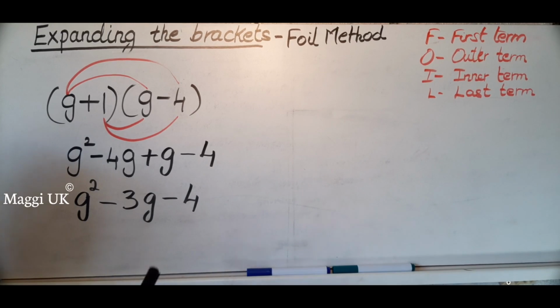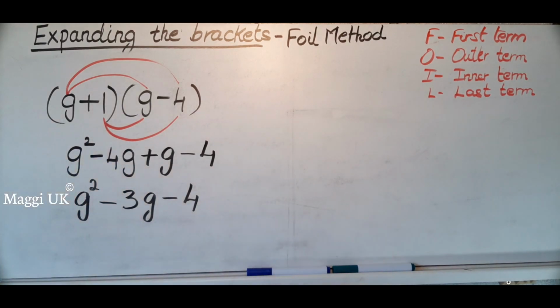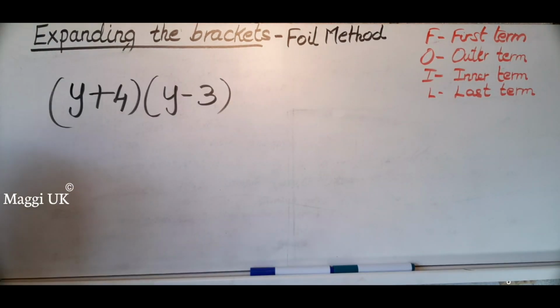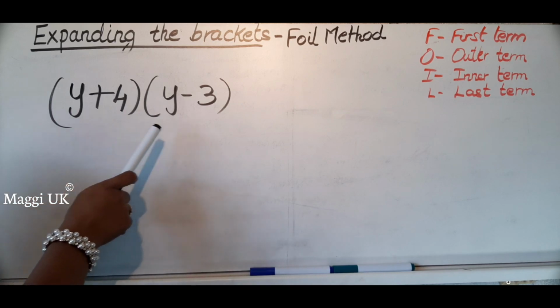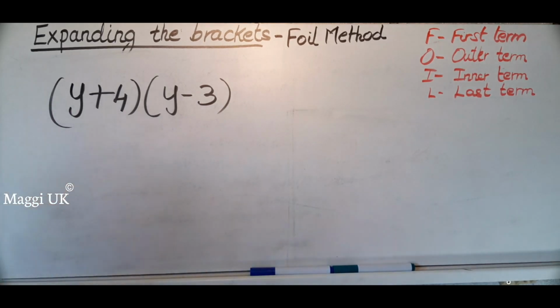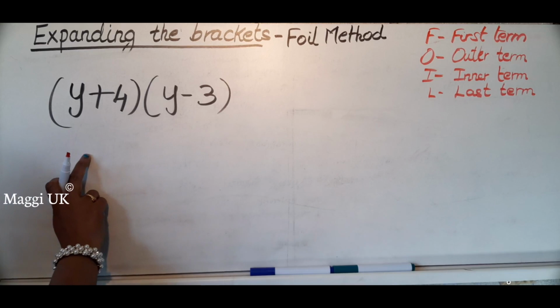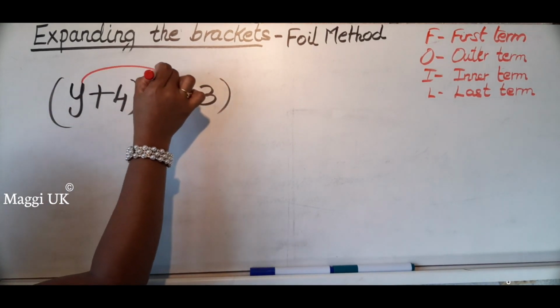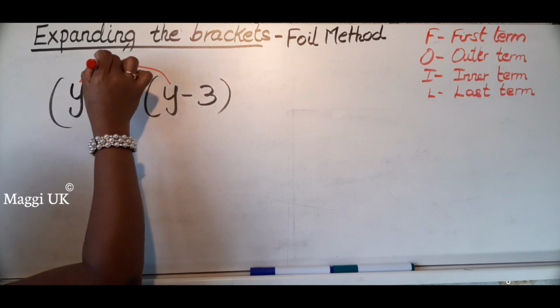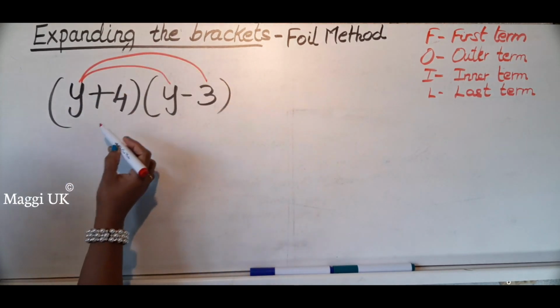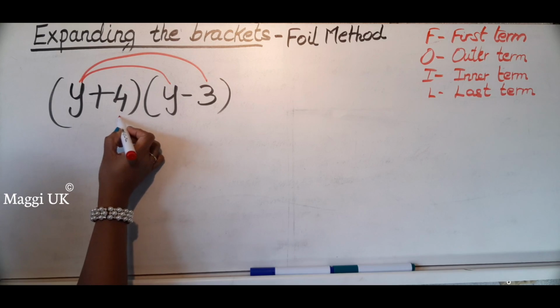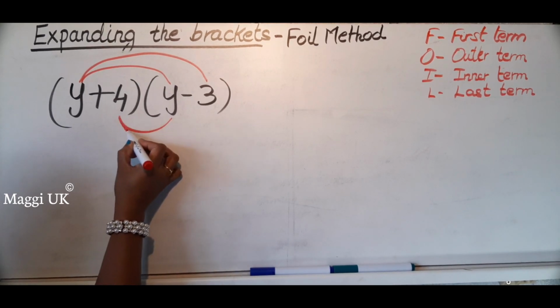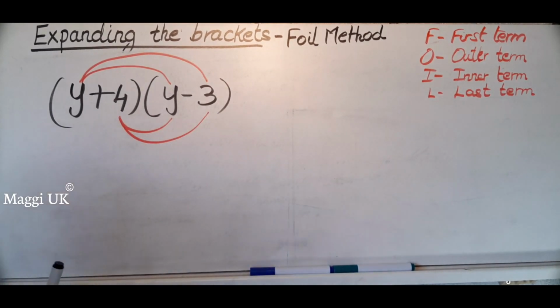Okay, so I'm going to give another sum to David so that he is going to respond to me what he needs to do for it. So this is the sum, y plus 4, y minus 3. Come on, David, come on. What is the first thing we need to do? Do y and y. So the same way we need to put y and y. The next one is y and minus 3. Y and minus 3. And then we go for the number now. 4 and y. And then plus 4 and minus 3. Okay, so that's the way.